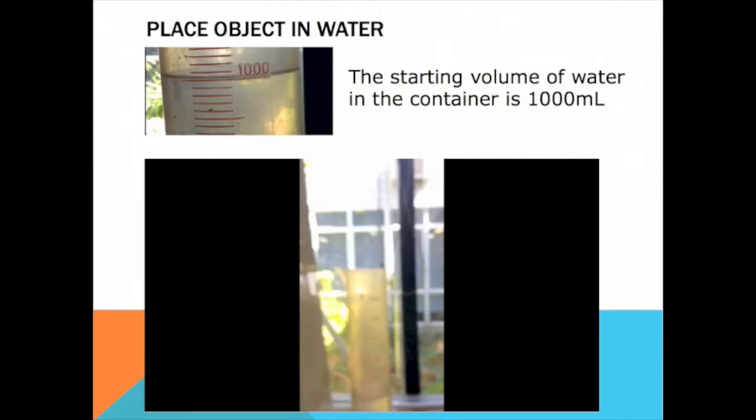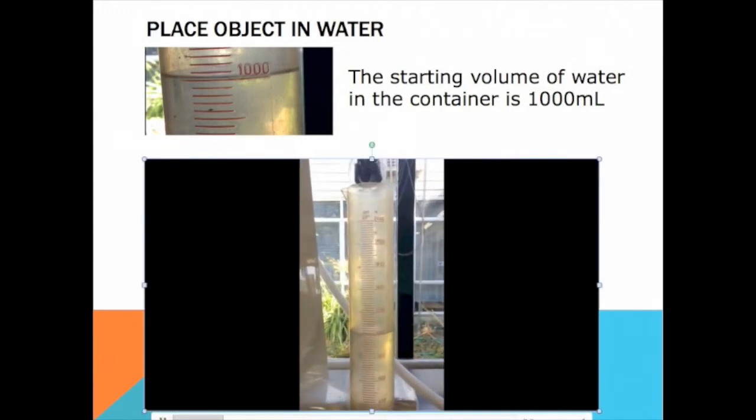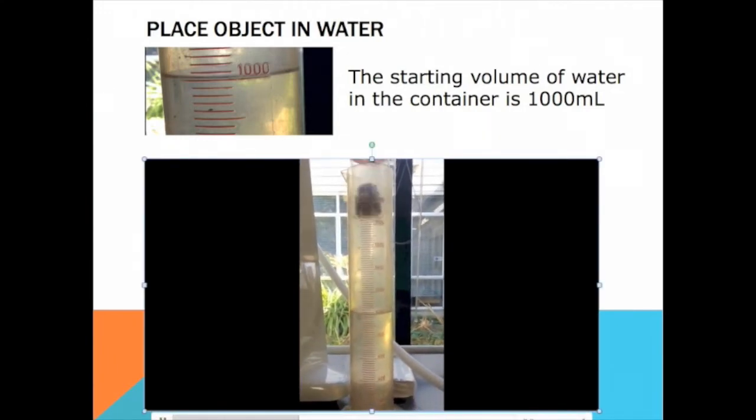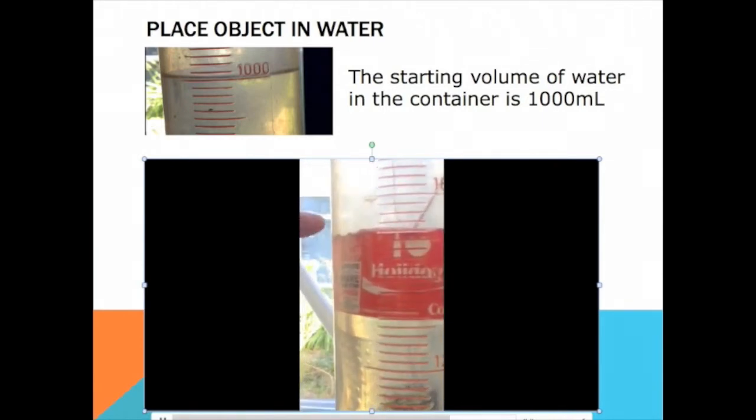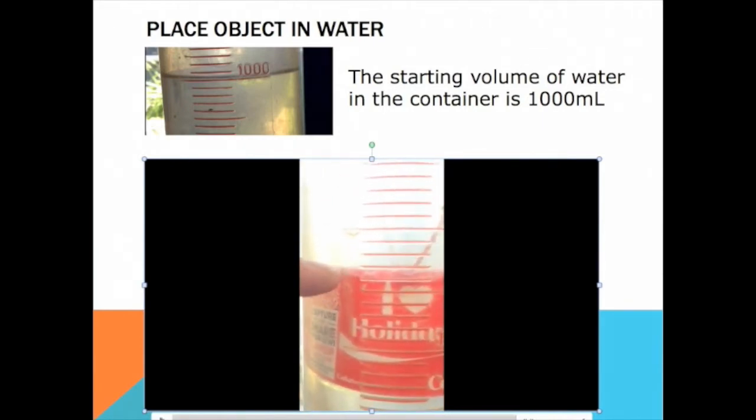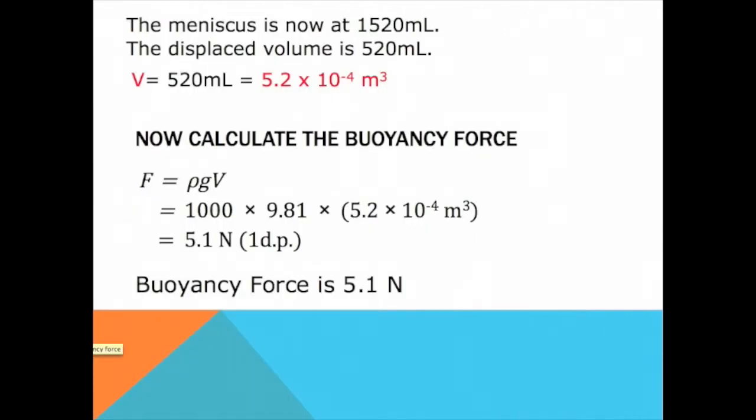Let's place the object in water. The starting volume of water in the container is 1000 milliliters. The meniscus is now at 1520 milliliters. The displaced volume is 520 milliliters.